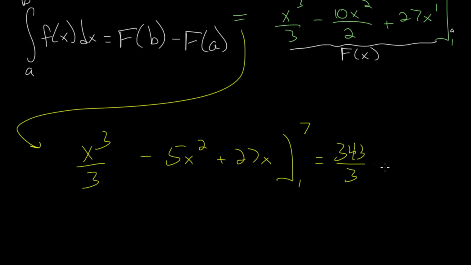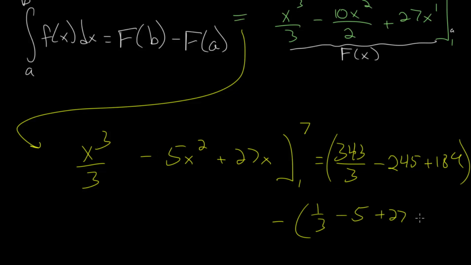343 over 3. Then we do 5 times 7 squared. Well, 7 squared is 49, and 5 times 49, or 5 times 50, would be 250. And subtracting 5 from that, we would get 245. So we are subtracting 245. And then lastly, we need to do 7 multiplied by 27, and we get plus 189. We can simplify all that as we go. And then we'll subtract everything evaluated at this lower bound, 1. So we plug that in, we get 1/3 minus 5 times 1 plus 27.